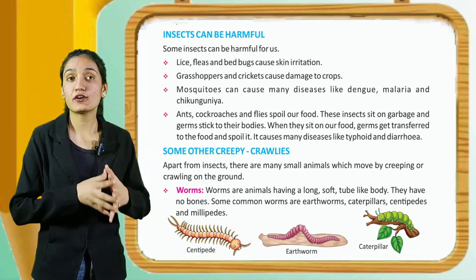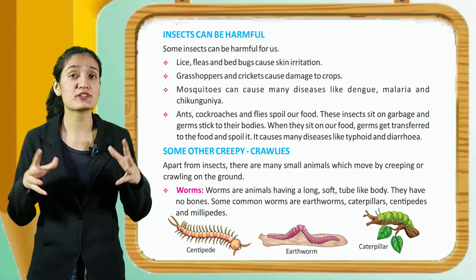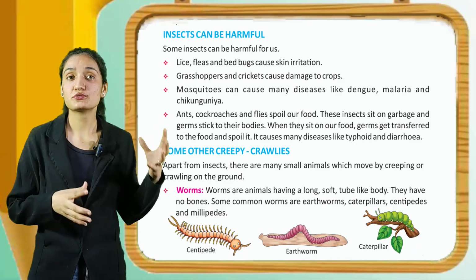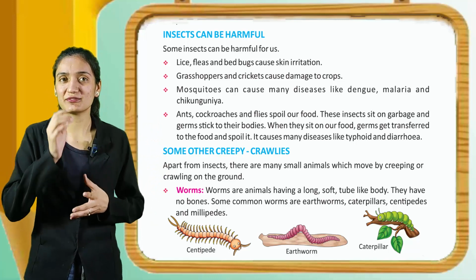Then, ants, cockroach and flies spoil our food. These insects sit on garbage and germs stick to their body. When they sit on our food, germs get transferred to the food and spoil it. It causes many diseases like typhoid and diarrhea.